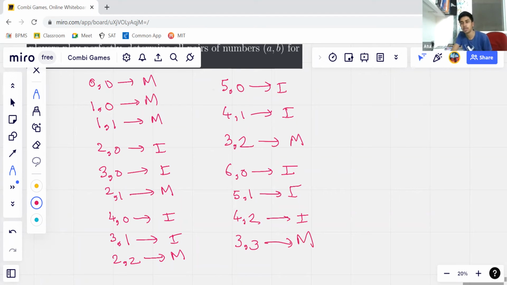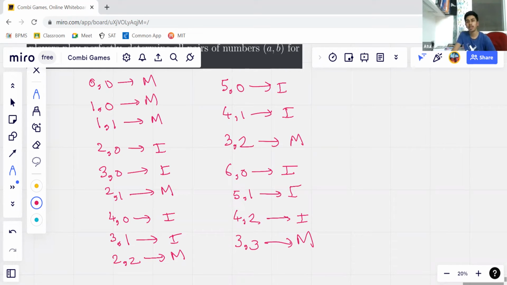Okay, right. So I've done the cases when a plus b is at most 6. What sort of pattern do you see? Marika wins if A is equal to B or A plus 1. A and B are consecutive. Yes, that is in fact it.